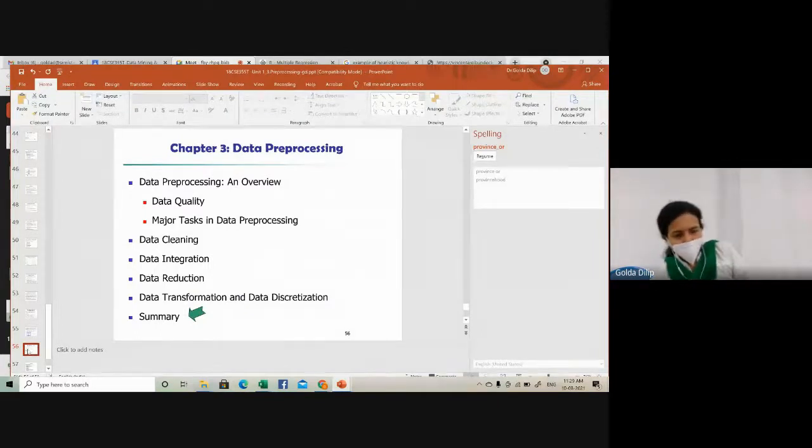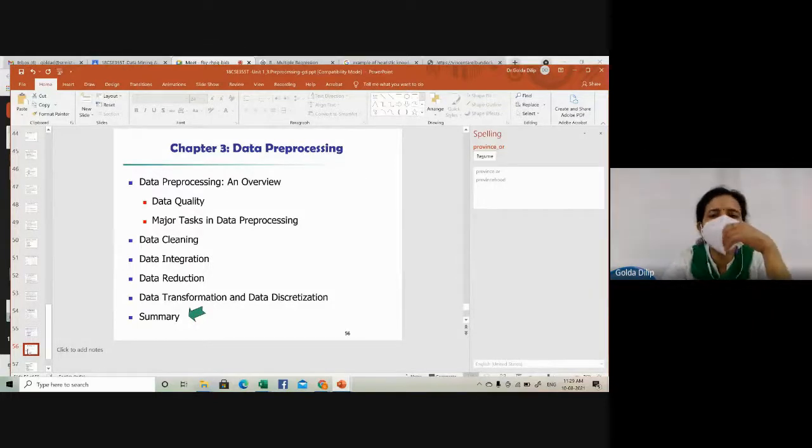I know many of these techniques, only when you implement and see it practically, you get a better understanding. So maybe we can take up a small case study and perform data pre-processing on it, wherein I can show you how the data is being cleaned, integrated, reduced, and transformed. That will give you a practical understanding.